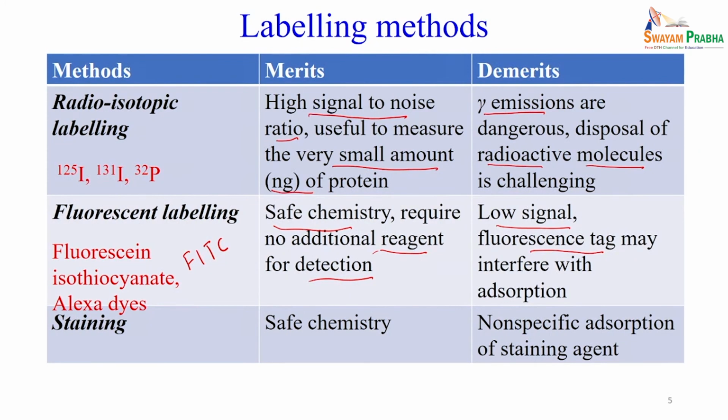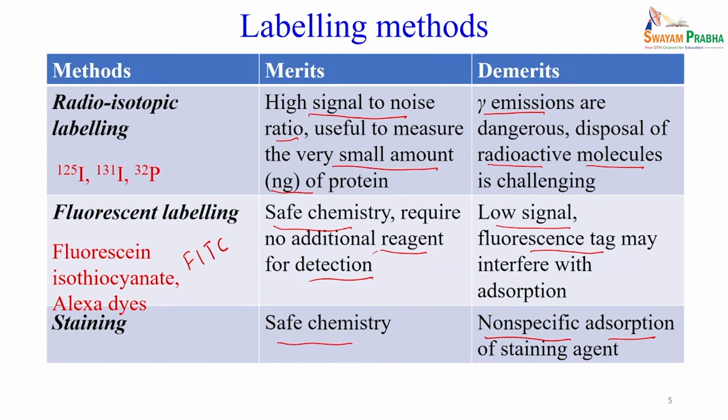The third method is we are going with the simple dye like silver staining or some other staining. So, its merit is again it is having the safe chemistry, but if you are doing some staining, it is non-specific. So, it can bind, we cannot say it is binding to which particular protein or which particular amino acids. So, these are the three labeling methods. We can label with radioisotope, the fluorescent, and the some dye or staining.